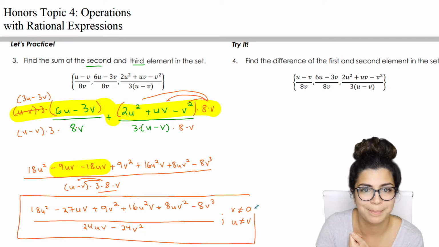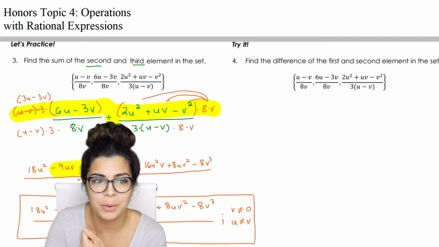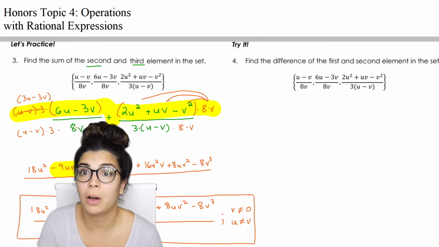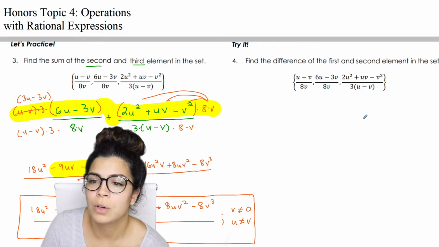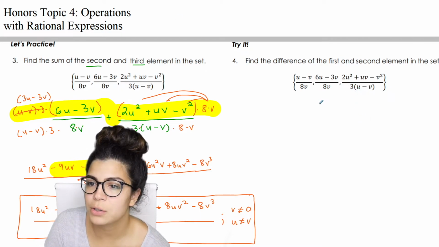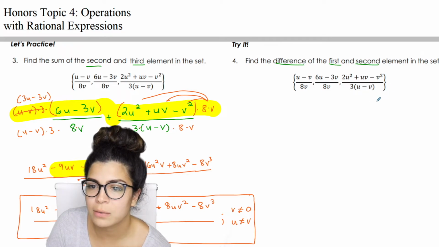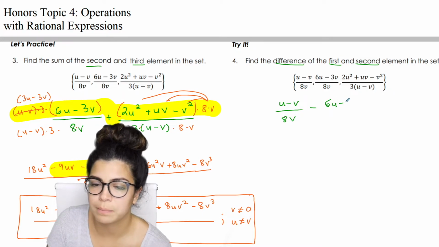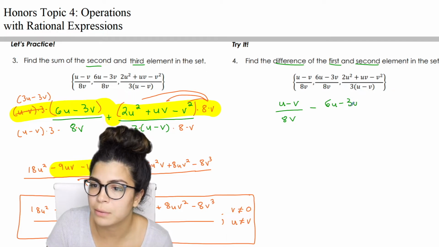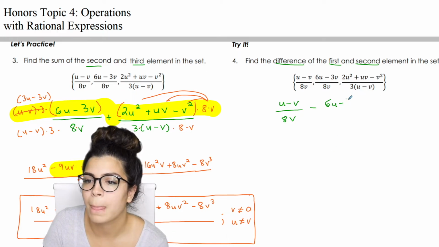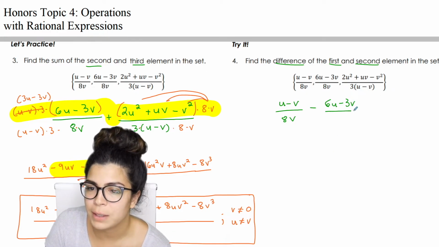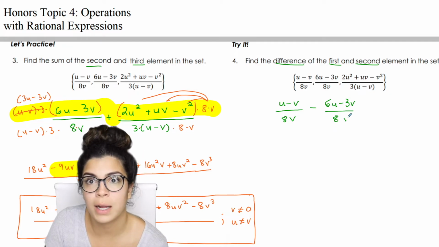Okay. Let's do one more, and then you can try some on your own. So we're taking the difference here, so we're subtracting the first and the second element. So I have u minus v over 8v minus 6u minus 3v over 8v. Oh, great. So the denominator is already the same.